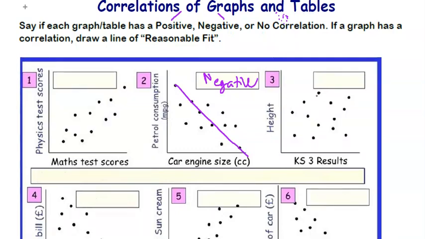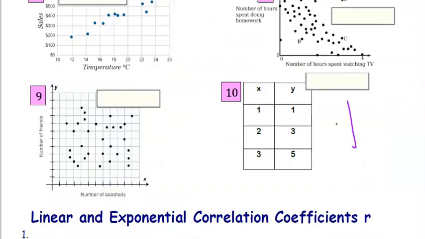Number 3, I would say that would be no correlation. If you use technology to calculate the specific R, it might not be exactly 0, but it would be pretty close to it. And let's look at number 10. We could plot these points. This would be positive. Okay, try the rest of these on this page on your own.